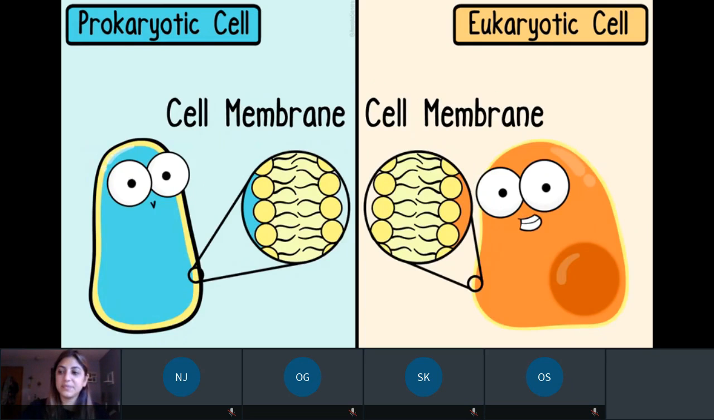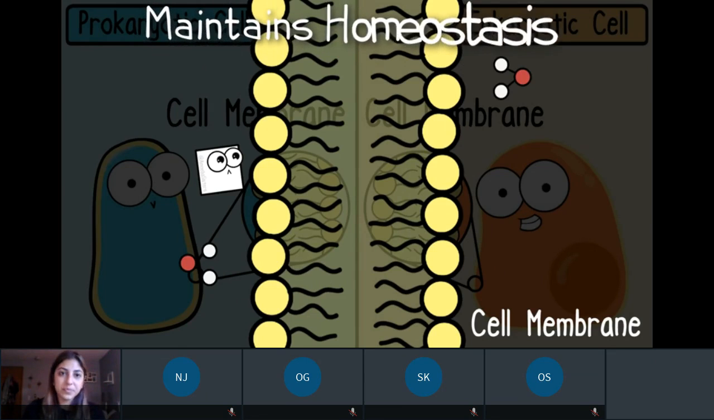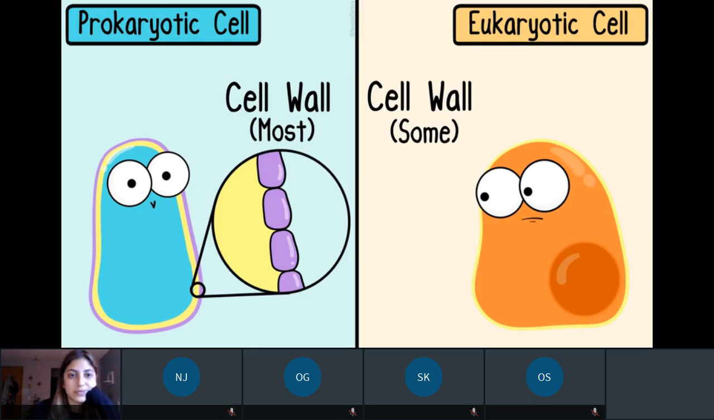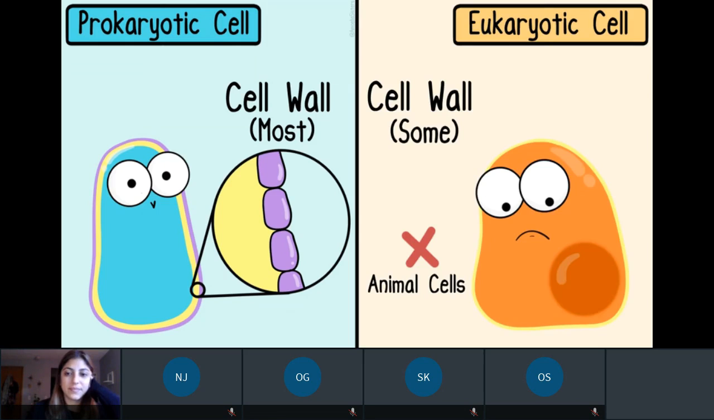Both of them have a cell membrane, also known as a plasma membrane, which is critical because it controls what goes in and out of the cell, and therefore maintaining homeostasis. All cells have a cell membrane. Now, as for cell walls, most prokaryotic cells have cell walls. Many eukaryotic cells, plant cells and fungal cells, for example, can have cell walls. But there are plenty of eukaryotic cells that don't have cell walls, such as animal cells.